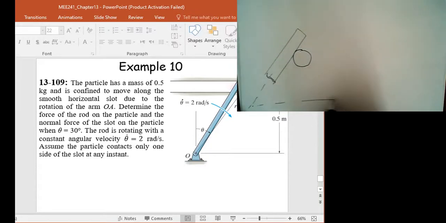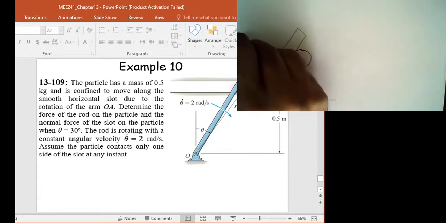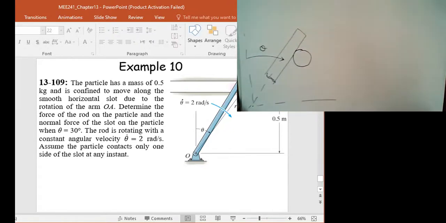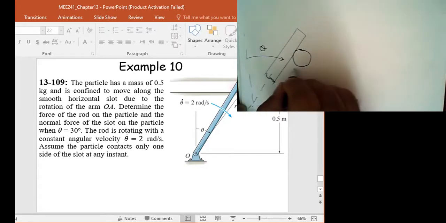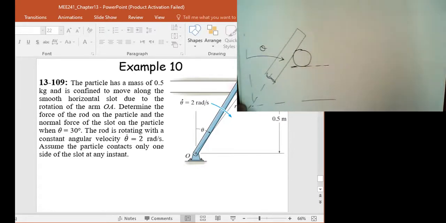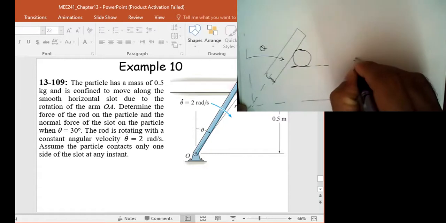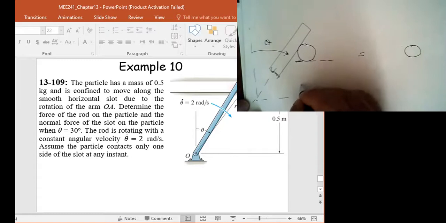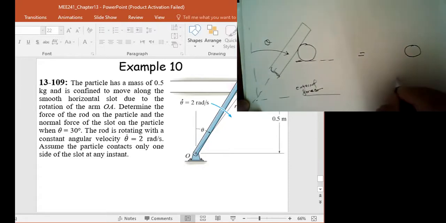And we know that this angle right here is basically theta. Okay, and we know this guy is going to be constrained along this guy, right? So here we have the forces, and then here we have the acceleration. So here, and then here we have inertial accelerations.